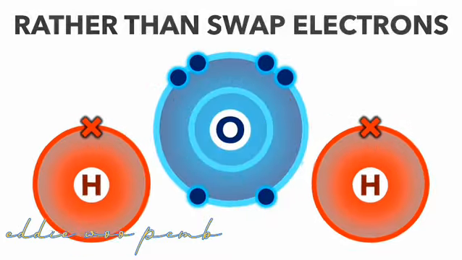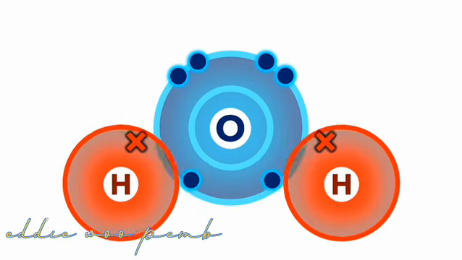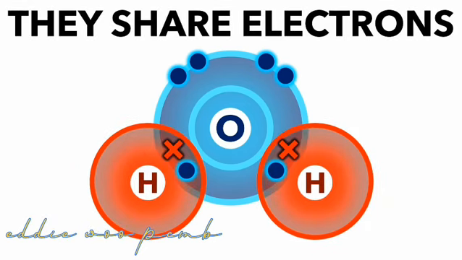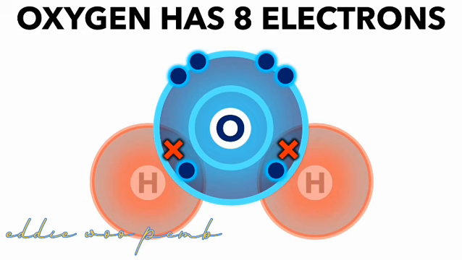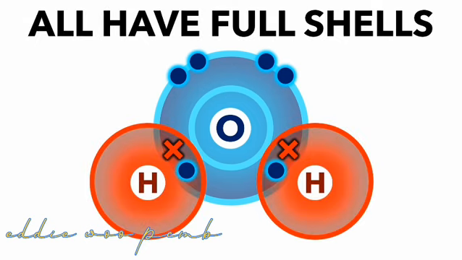But rather than swap electrons like ionic bonding, covalent compounds share electrons. The oxygen atom shares 1 pair of electrons with each hydrogen atom. Each hydrogen now has 2 electrons, and the oxygen has 8. All of them are happy.